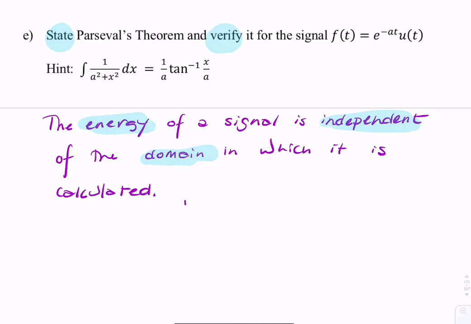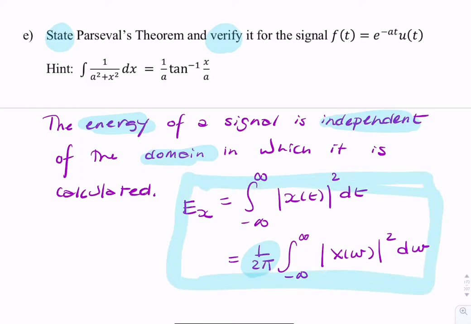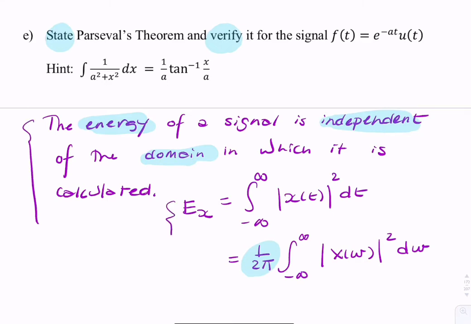And mathematically, we'd write it like this. Ex is the integral from minus infinity to infinity of x of t squared dt, and it's the same in the frequency domain. It's x of omega squared d omega, with the difference that there's a factor of 2 pi. Now, is it enough just to state this? It isn't. You need to state it both in words and mathematically.